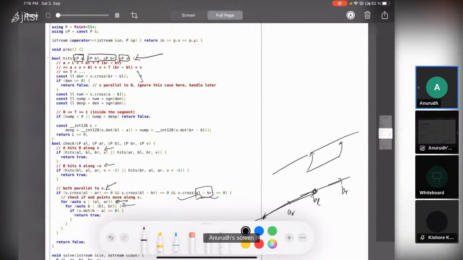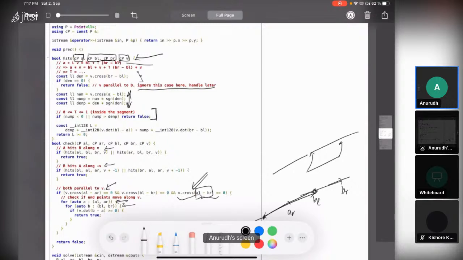So the denominator term is going to be V cross BR minus BL, and if it's zero, then I just say I ignore it, which I handle here, and otherwise I just continue to compute the other thing. And this thing is the additional check. So till here it just computes line intersection, and now I just check this value for t.